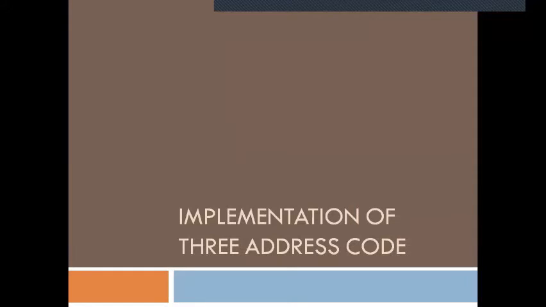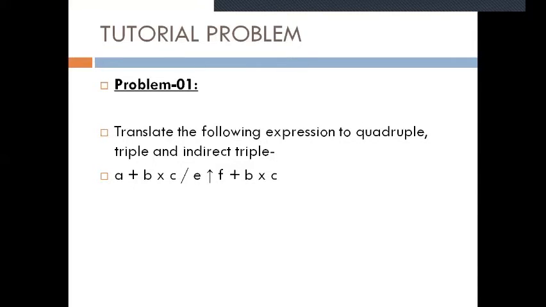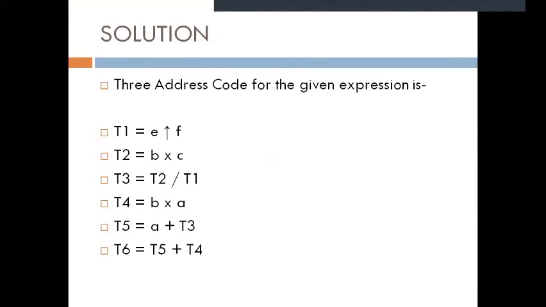Next, we are going to see some tutorial problems in implementation of three-address code. The first problem is: translate the following expression to quadruple, triple, and indirect triple representation. The given question is A plus B into C divided by E cap F plus B into C. So the three-address code for the given expression is T1 is equal to E cap F and T2 is equal to B into C. T3 is equal to T2 divided by T1 and T4 is equal to B into A. T5 is equal to A plus T3 and T6 is equal to T5 plus T4.